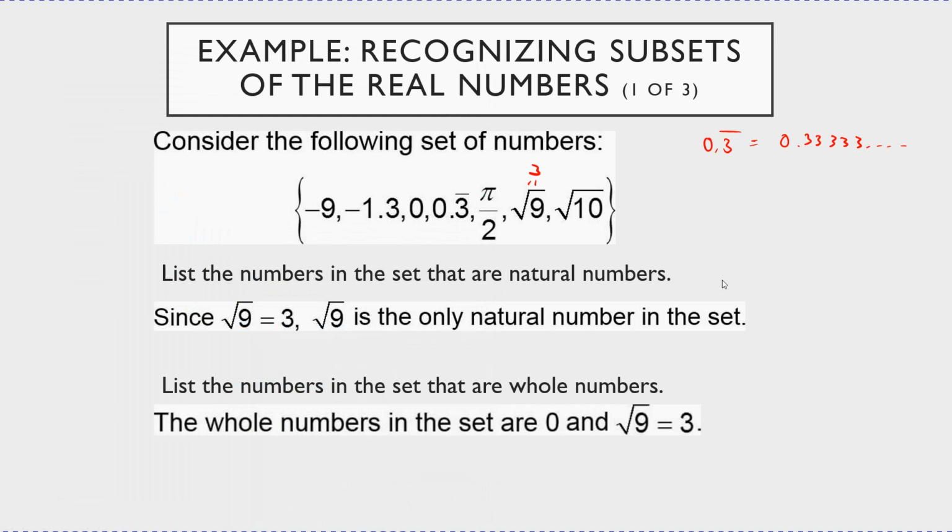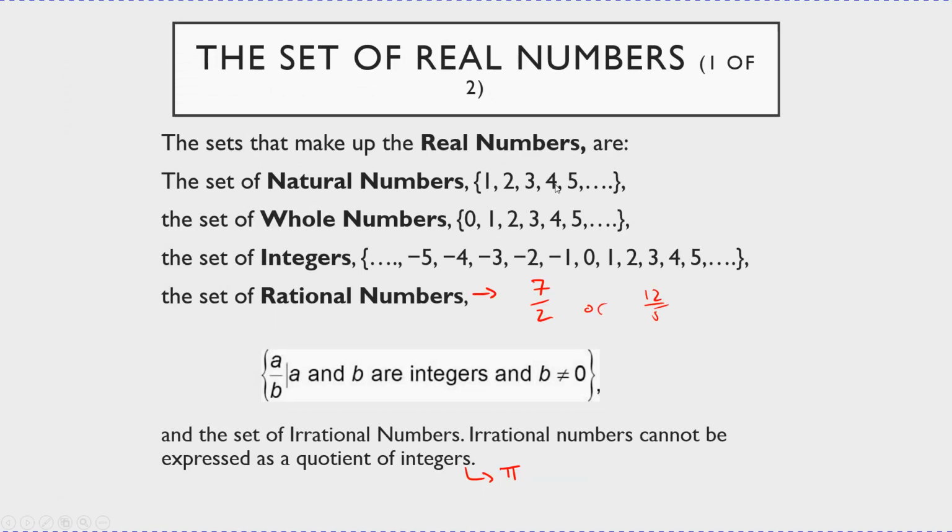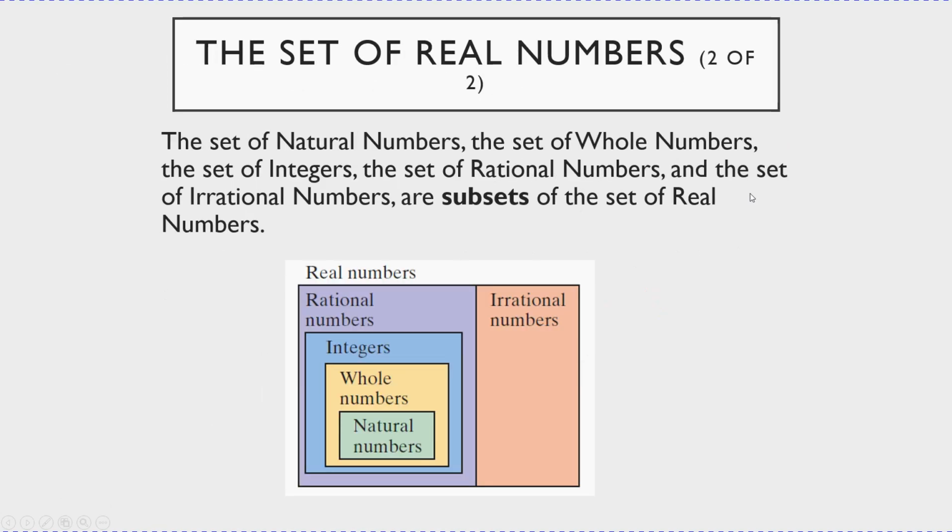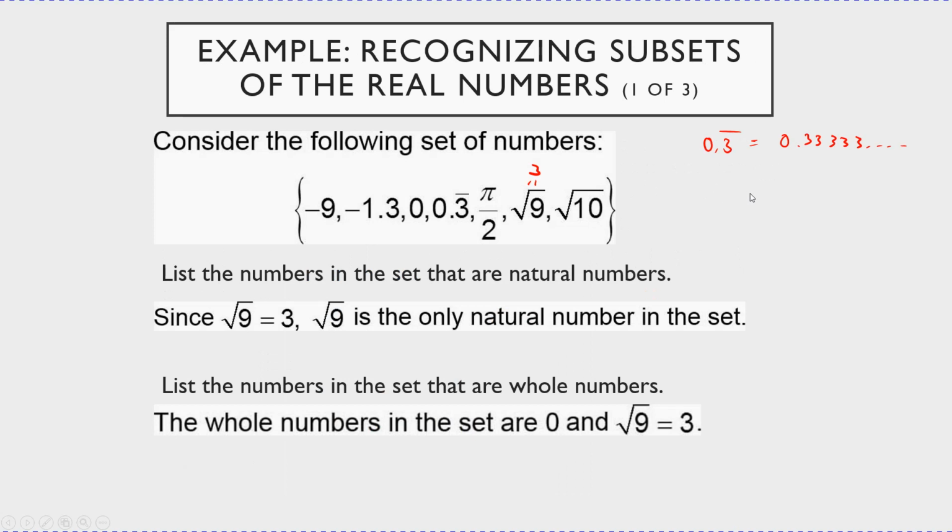List the numbers in the set that are the natural numbers. Going back, natural numbers are 1, 2, 3, 4, 5, 6, 7, and so on. The only one here is the square root of 9, which is 3. So the natural number here is just the number 3. Now list the whole numbers. Remember, the whole numbers include 0 and then the natural numbers. So I have a 0 and a 3.